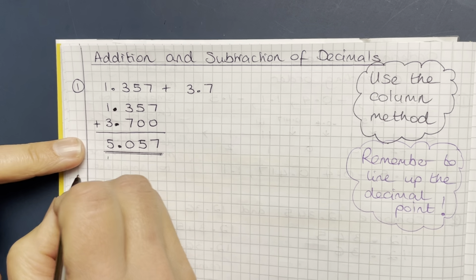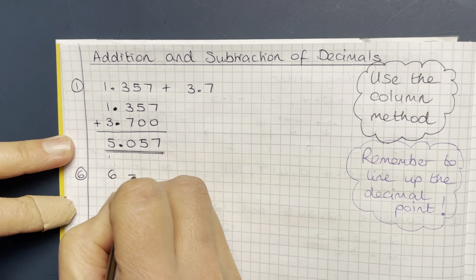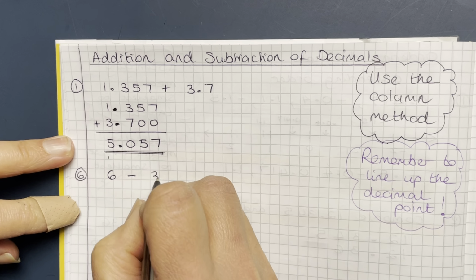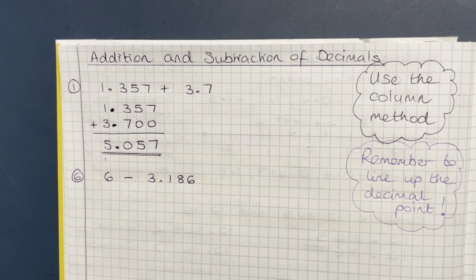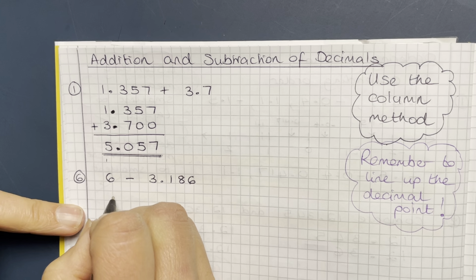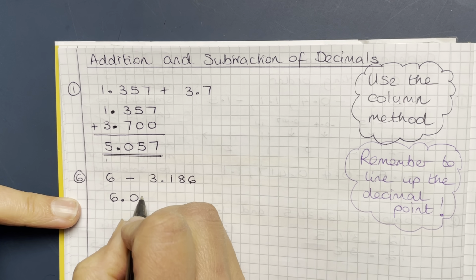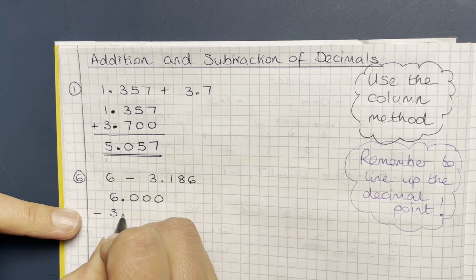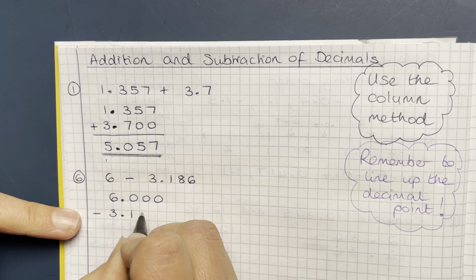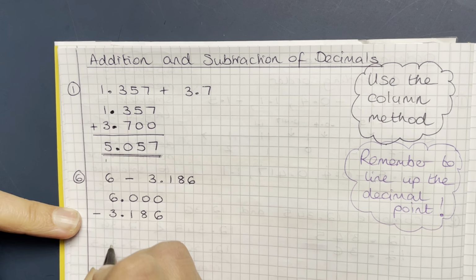Let's look at another one. This time we've got a subtraction calculation. We've got 6 and we're going to subtract 3.186. Again, we're going to write it out using the column method and we're going to put in a load of placeholders because we know that we're subtracting a number that is to 3 decimal places. All right, so we're lining up as we go.